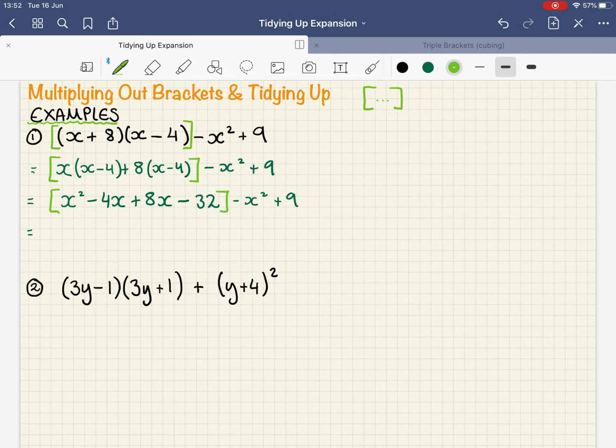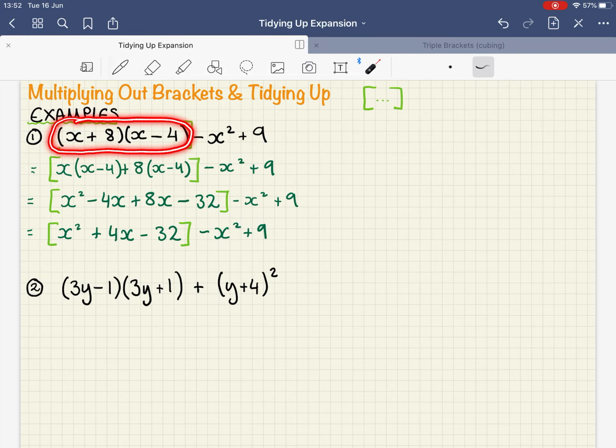I'm going to neaten up the bit inside of my square brackets here. So I'm going to have x squared minus 4x plus 8x. That's going to give me plus 4x minus 32. Okay, so now I have dealt with my expansion, now I've dealt with everything that's inside the square brackets, I'm now going to start doing the last bit of tidying up.